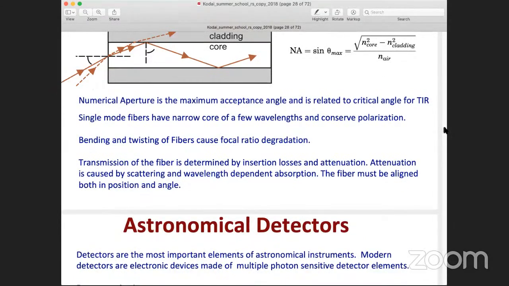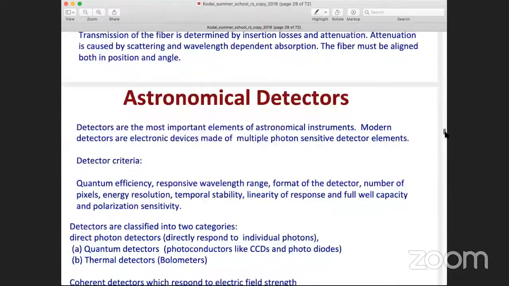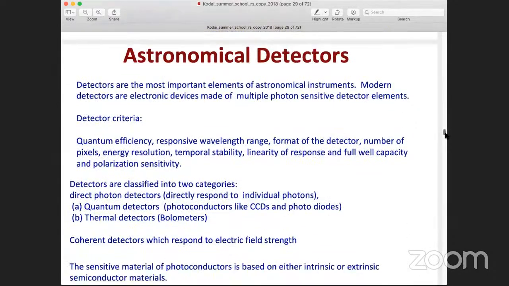And I think I'll probably skip the bending. Basically, these are some of the things used in astronomy very frequently nowadays. And now I go to a very major topic in astronomy, which is detectors.